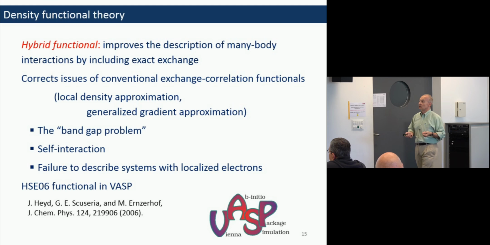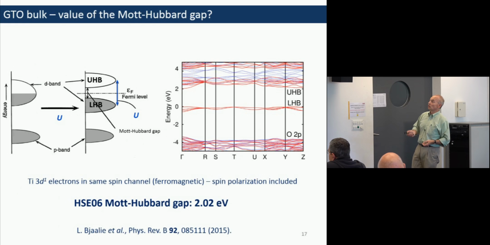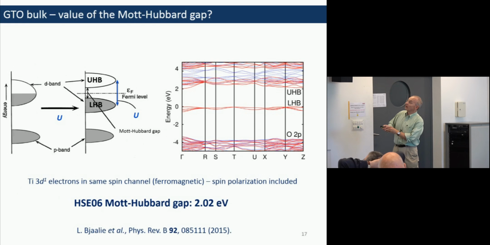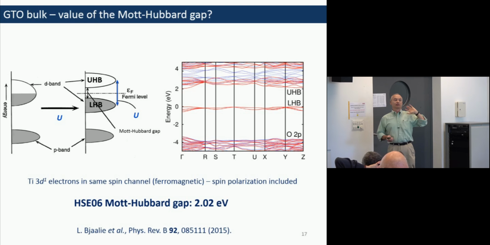Okay, so this is essentially a repetition of what I said initially about using density functional theory, hybrid functional, etc. This is the machinery that we use to calculate this band structure of gadolinium titanate. And so what's our result? We find that the separation between the occupied states and the unoccupied states, the so-called Mott-Hubbard gap, is approximately 2 electron volts, a really nice large value. Okay, so that's our result, and we tried to publish this, and we got a lot of pushback.